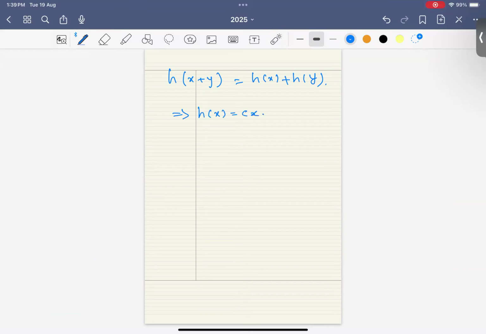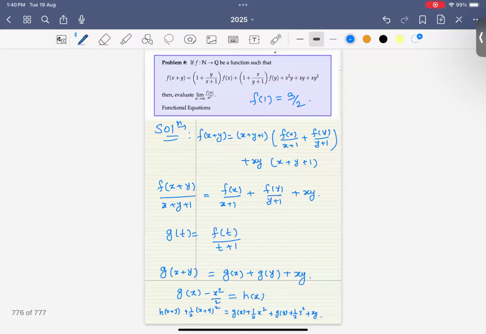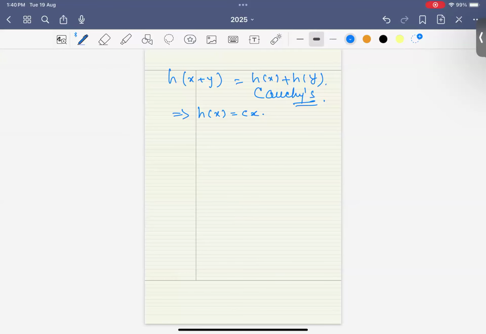Now, I'm not going to prove it because this is the standard Cauchy's functional equation, right? And when we're done with this, how do you find c? Well, c is simply h of 1. So if we can find h of 1, we are done, right? So we'll be able to find h, and then we'll be able to find g, and therefore f. So c is h of 1.